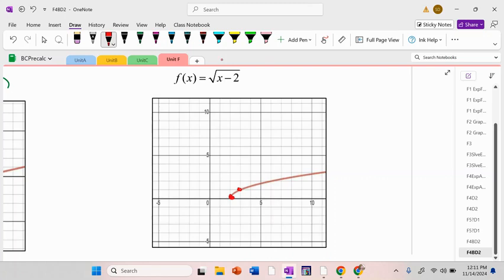Next, 6. Why would I plug in 6? Because 6 minus 2 is 4. What's the square root of 4? 2. And then this goes on. This could go on forever. What would be the next one? 9. So I think I'd have to plug in 11, right, to get 9.